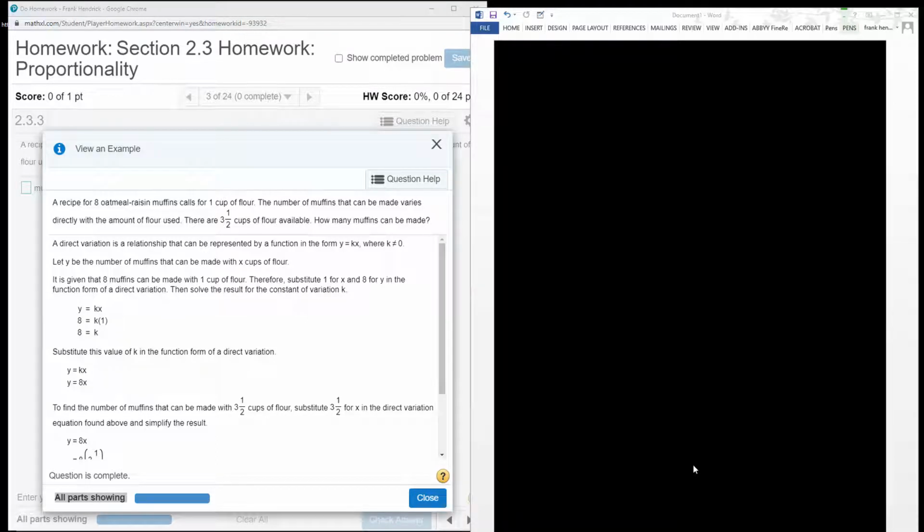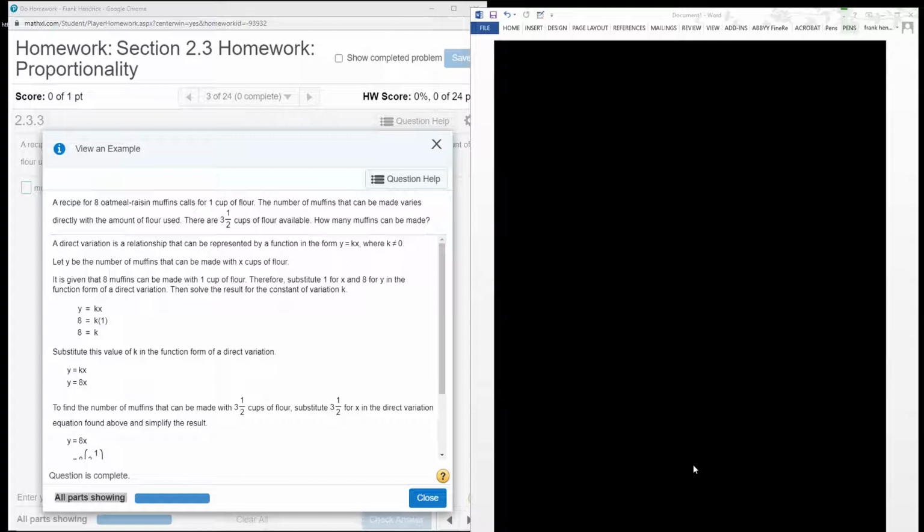Okay, for this one here, a recipe for 8 oatmeal raisin muffins calls for 1 cup of flour. The number of muffins that can be made varies directly with the amount of flour used. There are 3.5 cups of flour available. How many muffins can be made?